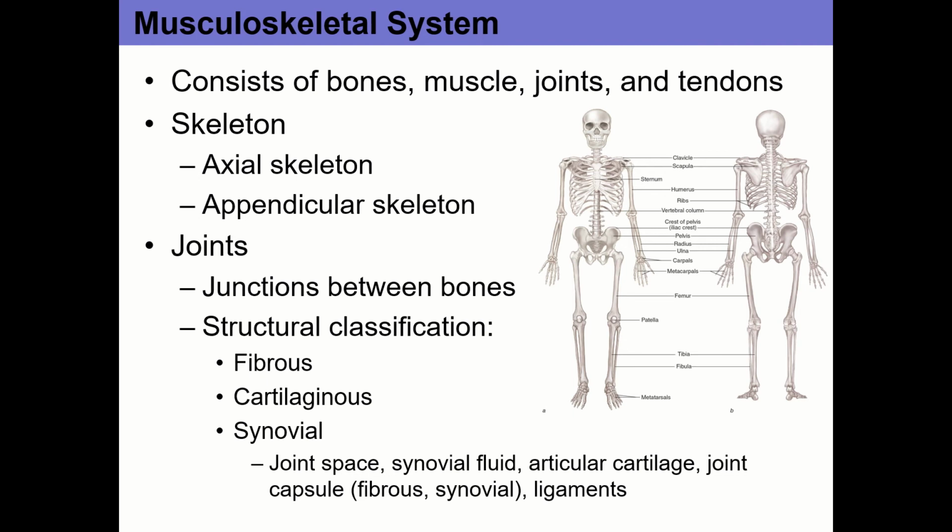Joints are the junctions or intersections between bones. Typically there's just two, but in some cases there are multiple. In terms of the structural classification of joints, the way those are laid out there, from fibrous to cartilaginous to synovial joints, is in order from least mobile to most mobile. In the case of fibrous joints, you have a direct connection between two bones. There is no joint space, and typically those bones are joined by really thick ligaments.